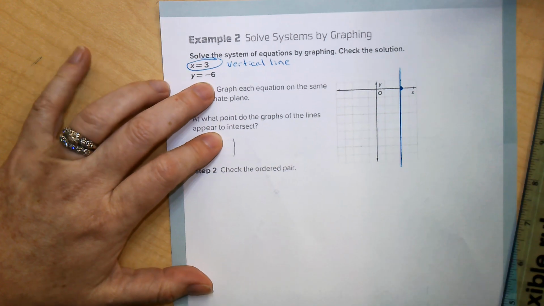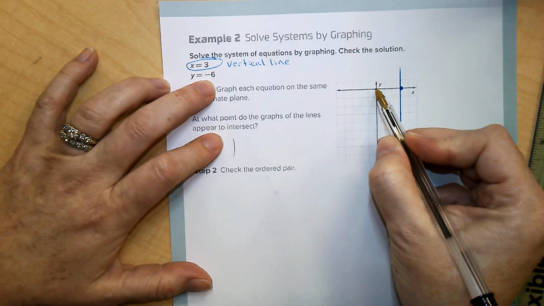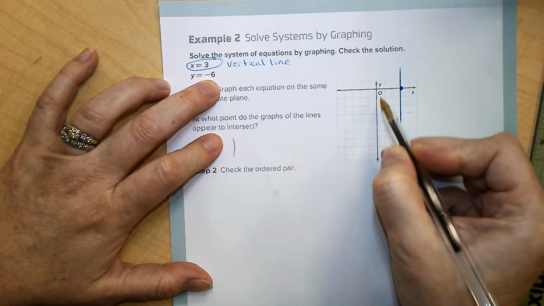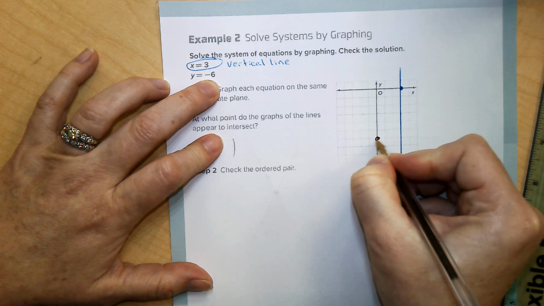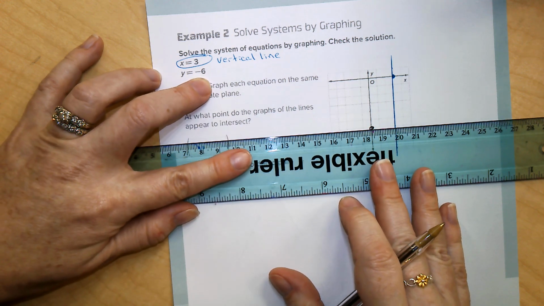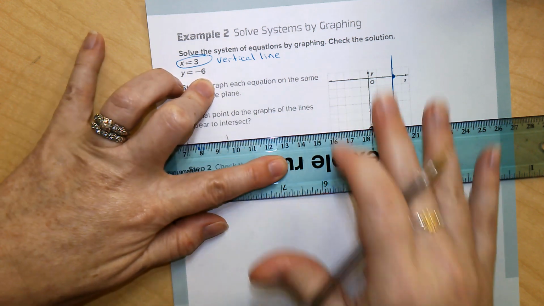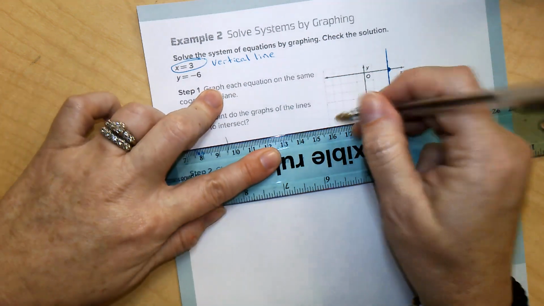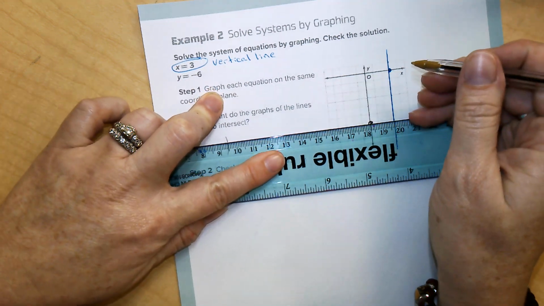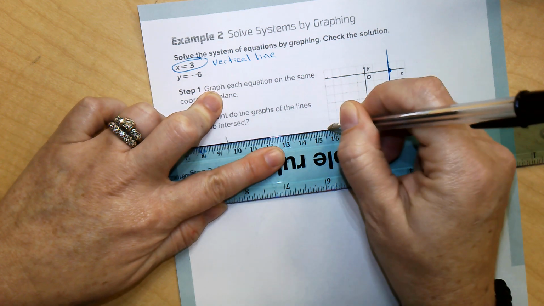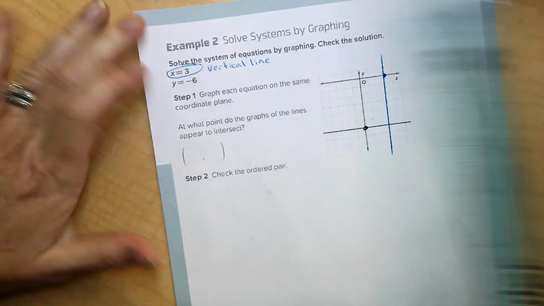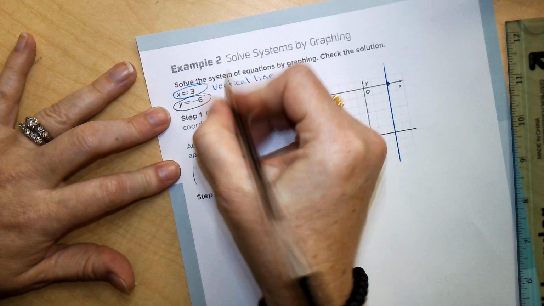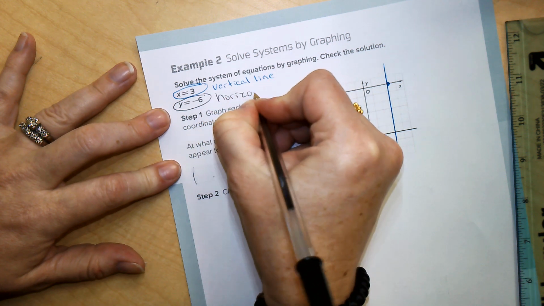Next up, y equals negative 6. We always start at 0, 0, and on the y, we're going to go down 6. 1, 2, 3, 4, 5, 6. All right, that's where y equals negative 6 on the axis, but we want to draw a line through that point. So we're going to take our ruler and go across that y-axis line, and we are going to draw a horizontal line because this y is negative 6, but so is this one and that one and that one there. So when you have y equals a number, that is your horizontal line.